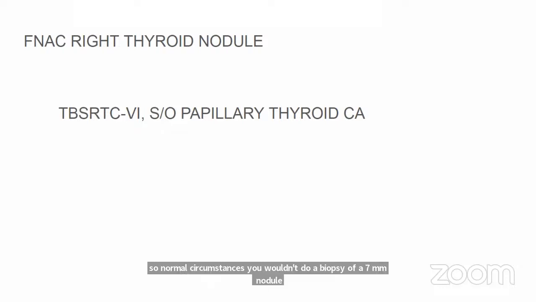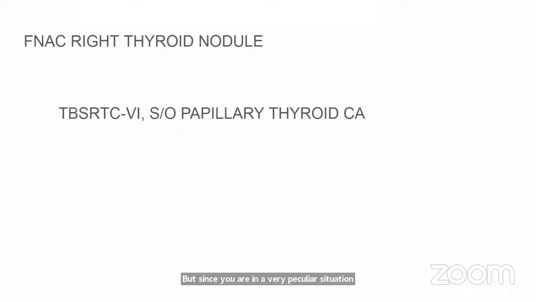But since you are in a very peculiar situation, the patient is female. Is the patient female? 43-year-old female, ma'am. And finished childbearing also? Yes, ma'am. She has 2 children. Okay. So it's a little peculiar situation, but again, it's a young female. Childbearing is over, but the risk of parathyroid and recurrent laryngeal nerve damage cannot be underestimated. And that is the reason why, in this unusual situation, I will do FNAC of the 7 mm nodule. And if it is benign, I may decide to leave it behind if the patient is good for follow-up.